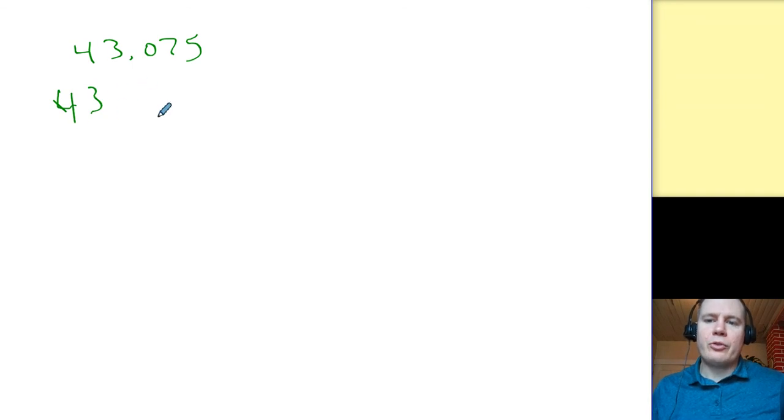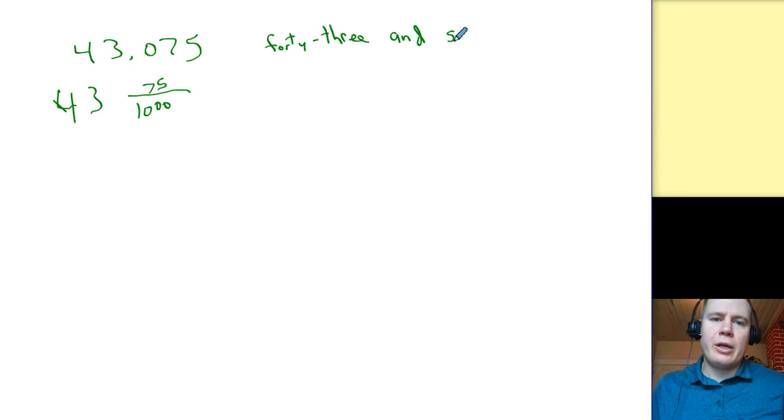It's 43 and 0.075, that's 75 thousandths. So I would say 43 and, meaning plus, right? For a mixed number, you say the whole number and the fraction part. 43 and 75 thousandths.